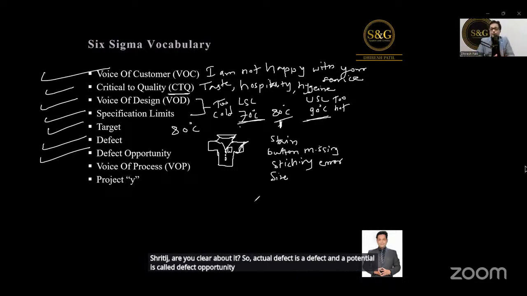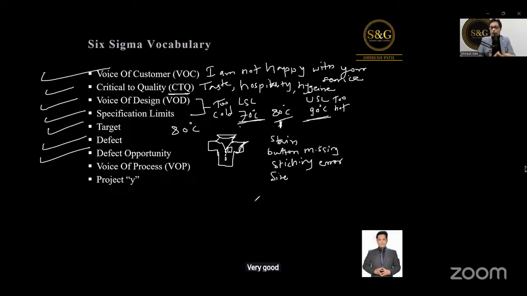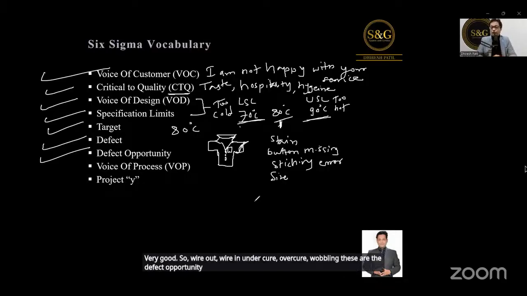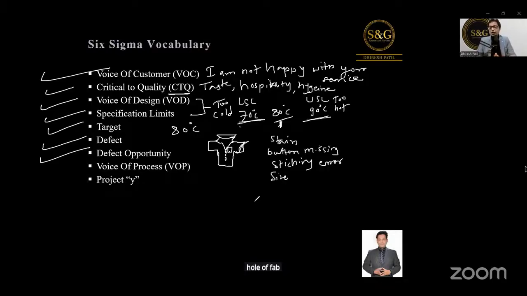Okay. Very good. So wire out, wire in, under cure, over cure, wobbling, these are the defect opportunities. Hole in fabric, shade variation, short length, very good. Super. Order rejection, okay. So these are defect opportunities.